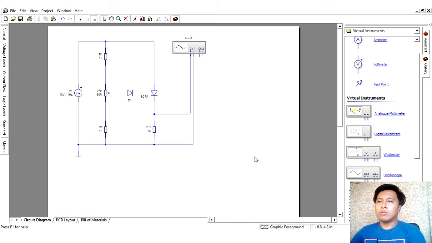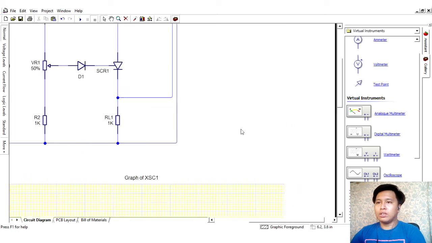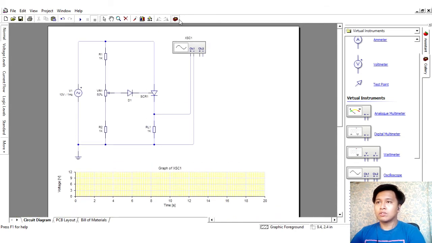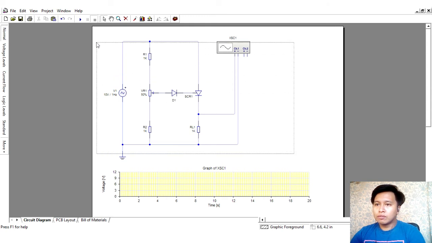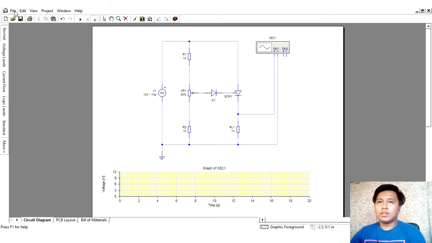To see the graph, we need to add a graph here to show the graph for the firing angle of the load resistor, and save it as SCR phase control circuit.